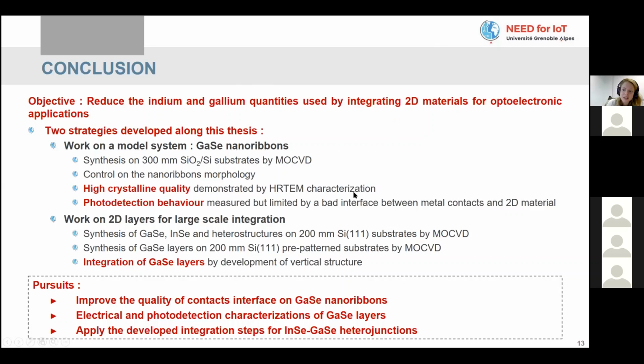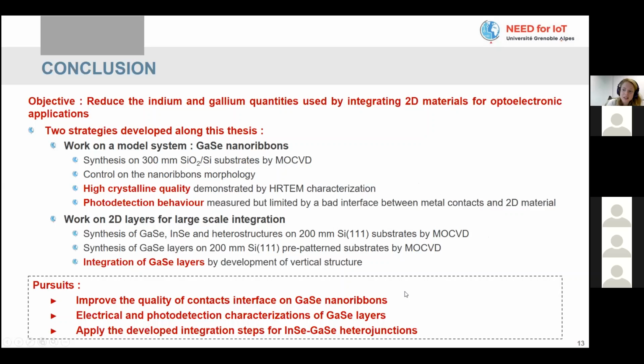In parallel, we are working on 2D layers integration. So today we are able to synthesize gallium selenide, indium selenide, and their heterostructures on 200 millimeter silicon wafer by MOCVD. And we are now developing the synthesis of gallium selenide layers on silicon 111 pre-patterned substrate. And the growth is also done by MOCVD. We have developed the integration steps by developing a vertical structure.